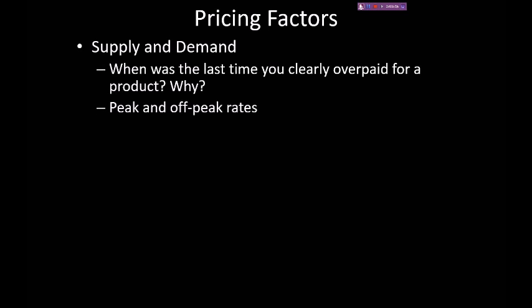So, some things that affect the pricing. The first one is supply and demand. Sometimes we have a big demand for a product. Everybody wants this specific product. But maybe we don't have enough on the shelf. Maybe there aren't enough products to go around. So then the companies are going to make the price go up a little bit higher.